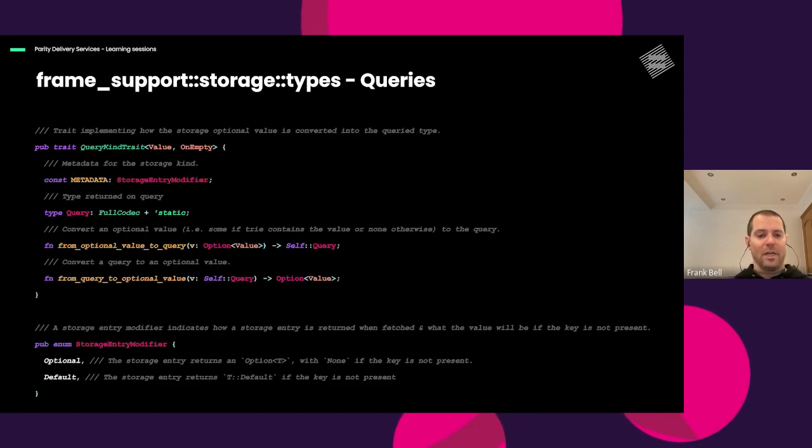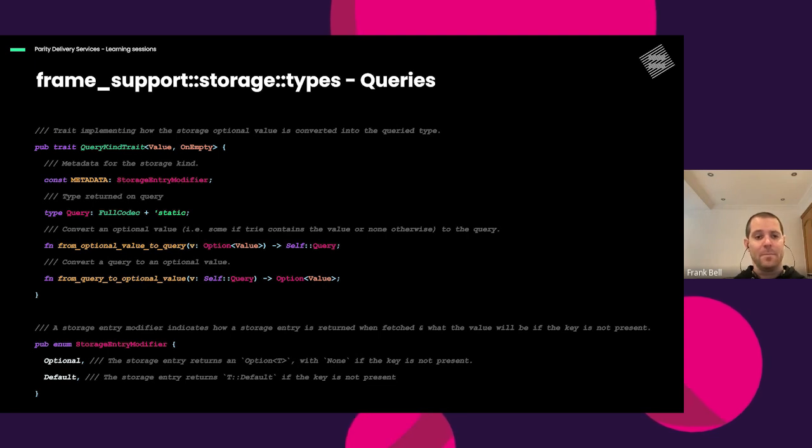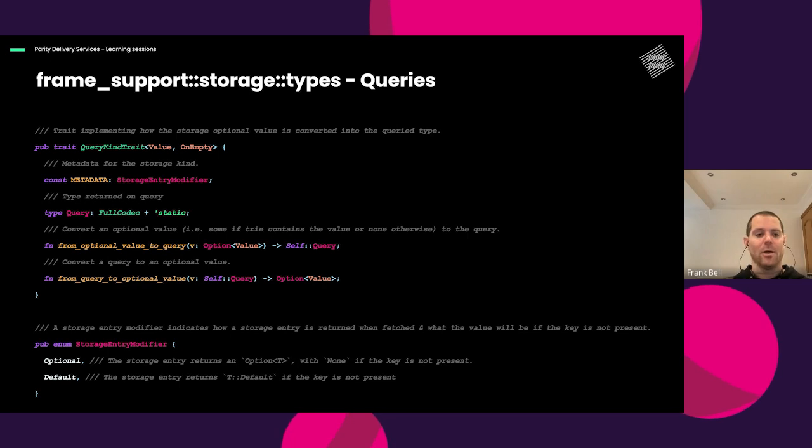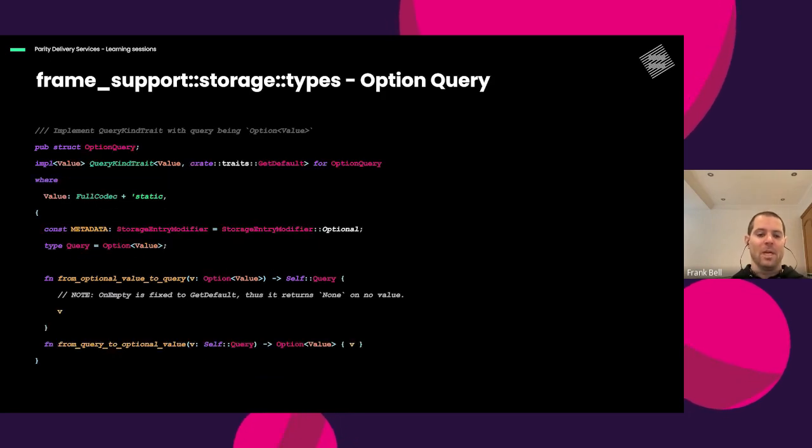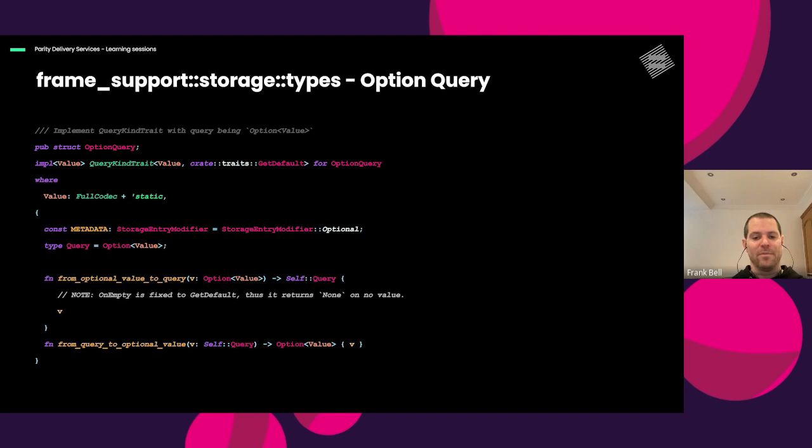So the query kind trait is fairly straightforward. You can see that it's either an optional value or a default value in terms of the modifier for the metadata. But more importantly, you've got those same two methods again for converting the values. And I'll just contrast them in terms of the three different implementations to see how similar they are, how simply they have been implemented, and how powerful it is as a result. So the option query, because when you're querying it by default, it's going to be an option on whether it exists or not. All we're doing is just returning the actual value for both of the implementations. So not a huge amount to actually look at there.